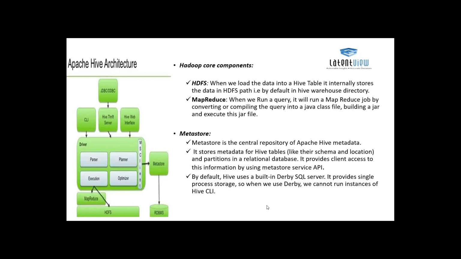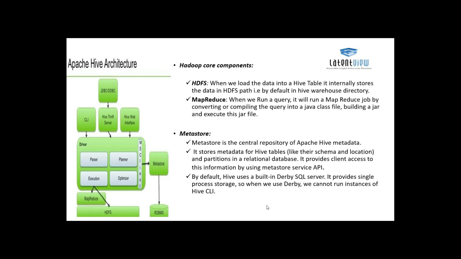Next, we can go to the architecture of Hive. How is Hive built? Whenever you give a SQL-like query in Hive, what is happening internally that makes it similar to SQL? There are four important components in the Hive architecture. One is the Hadoop core components, then the Metastore, third is the driver, and finally the Hive client. These are the four important core components of Apache Hive.